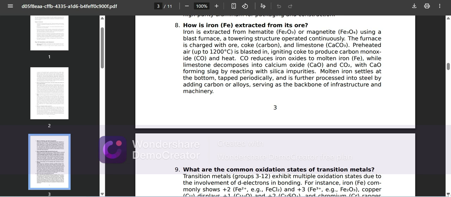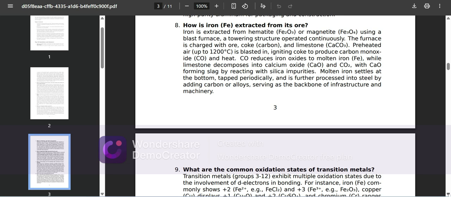Preheated air up to 1200 degrees Celsius is blasted in, igniting coke to produce carbon monoxide and heat. Carbon monoxide reduces iron oxide to molten iron, while limestone decomposes into calcium oxide and carbon dioxide, with calcium oxide forming slag by reacting with silica impurities.